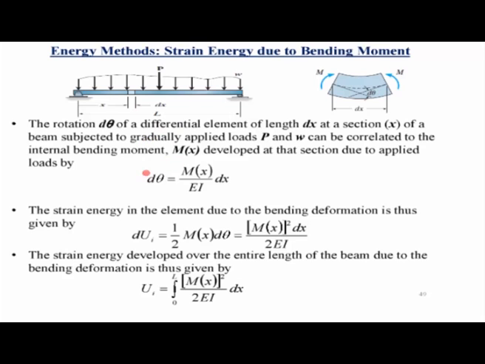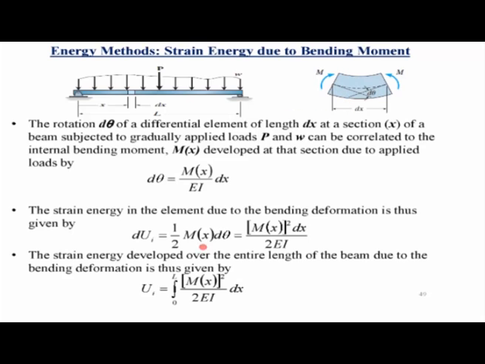Now if you want to calculate the internal strain energy due to this bending action, the internal strain energy due to the small rotation d theta is given by half M(x) into d theta. Now again, you can replace d theta by M(x) over EI into dx here, so you will get M(x) whole square dx over 2EI. So that is the expression for the small increase in internal strain energy due to the bending deformation of this section of the beam.